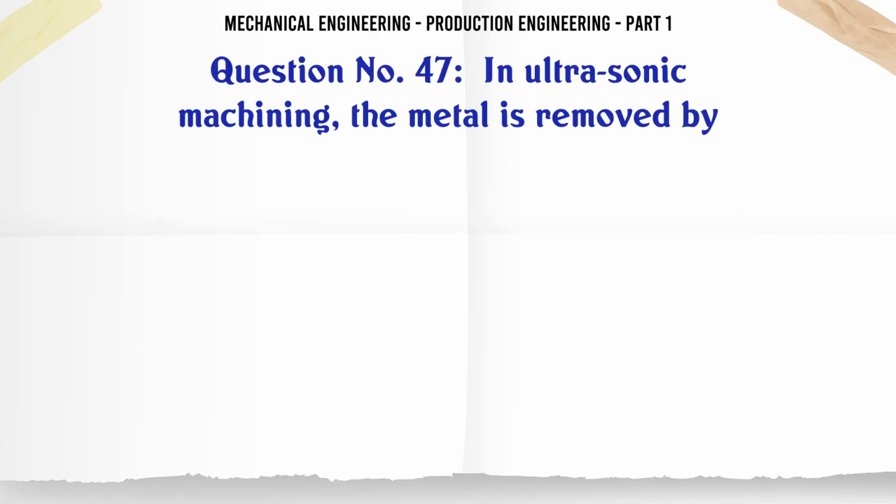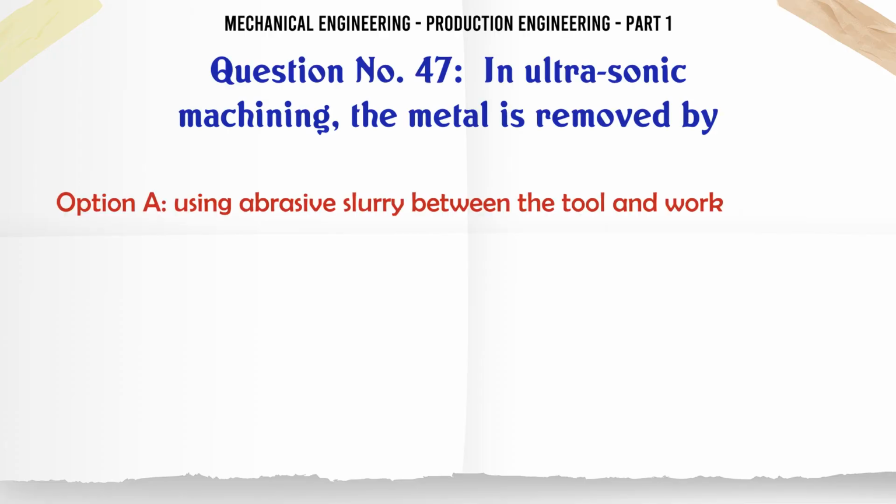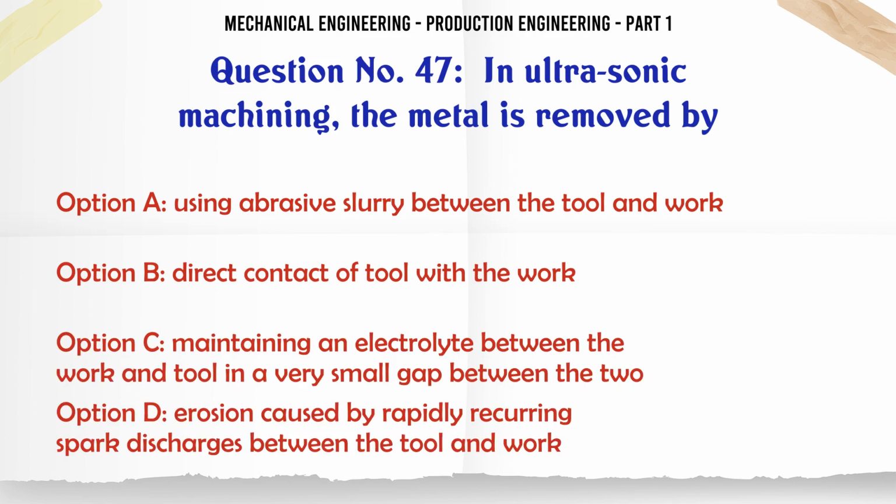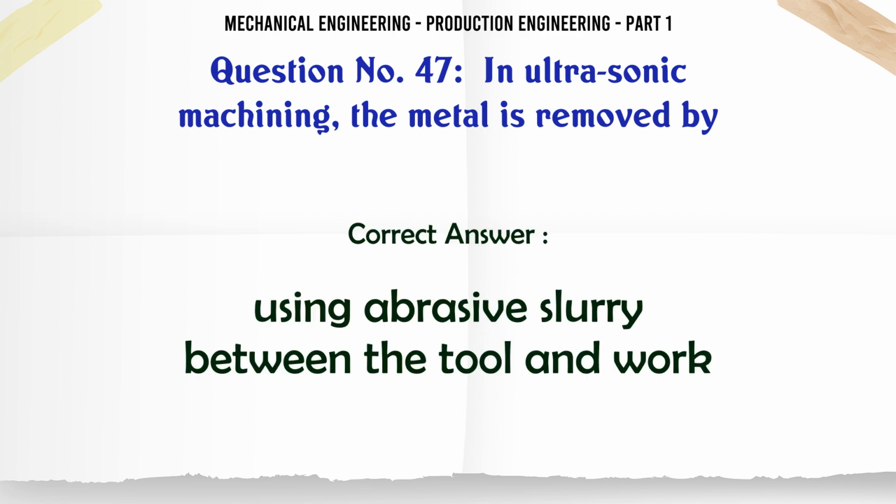In ultrasonic machining, the metal is removed by: A, using abrasive slurry between the tool and work; B, direct contact of tool with the work; C, maintaining an electrolyte between the work and tool in a very small gap between the two; D, erosion caused by rapidly recurring spark discharges between the tool and work. The correct answer is using abrasive slurry between the tool and work.